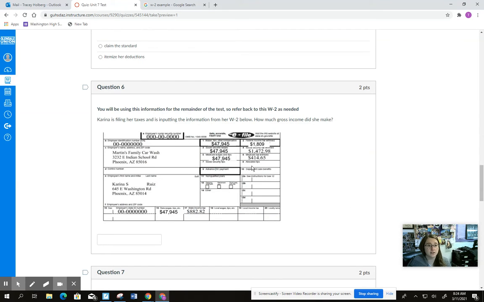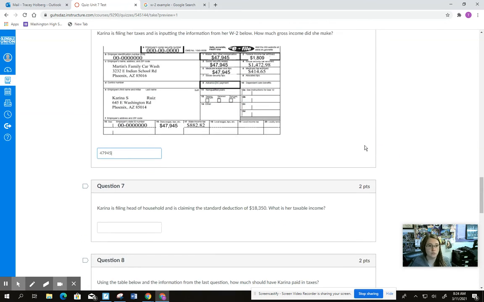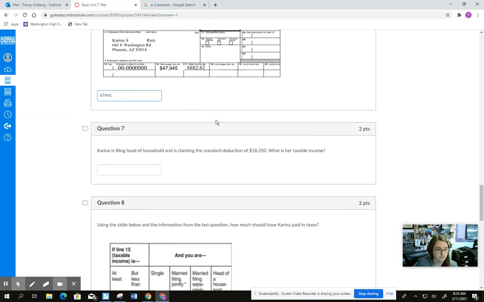So looking back to number 6, read box 1. That's your answer. That's it. So write down that correction and then come back if you need help on number 7. So this is the answer, 47,945. That was it. All you had to do was know how to read the W-2.